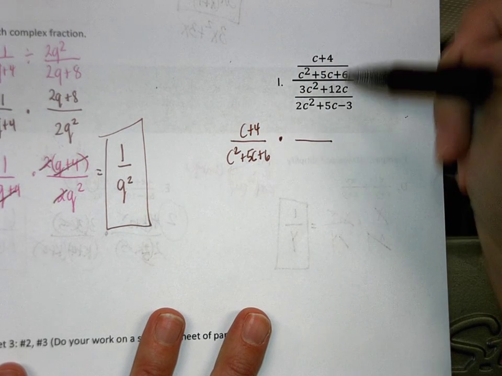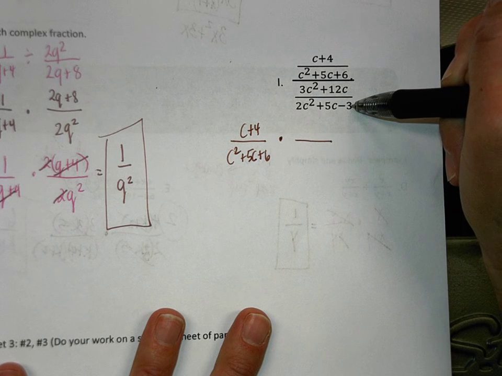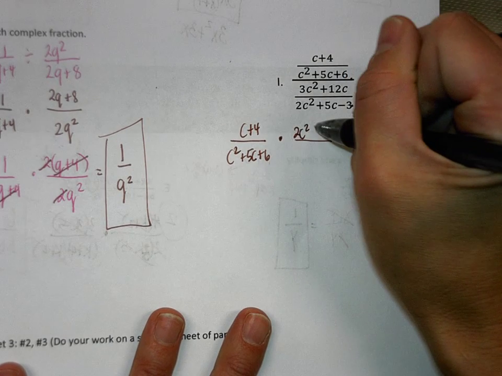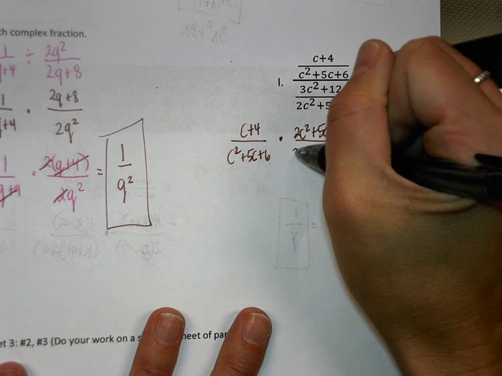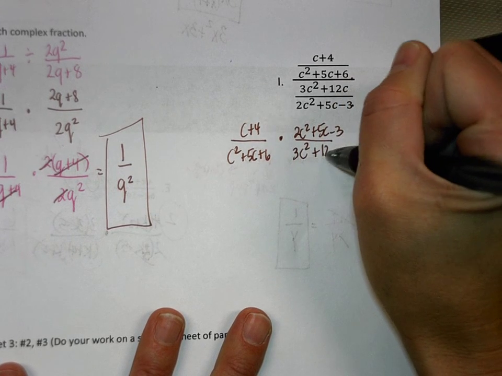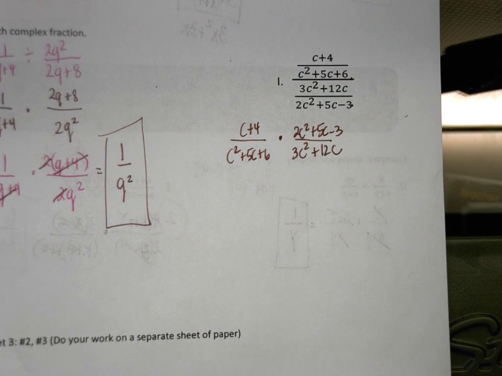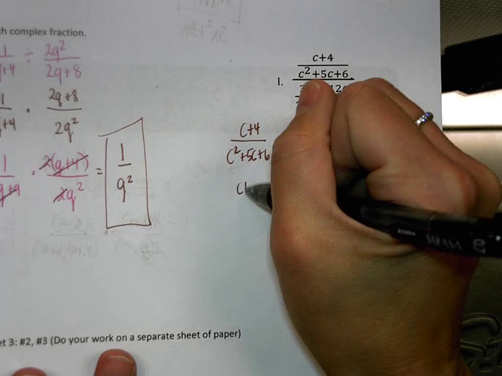So instead of writing division, I'm going to flip this and just write it as multiplication. Is that okay? So that means that 2C squared plus 5C minus 3 is on top, and then 3C squared plus 12C is in the denominator. Is everybody okay with that step? Okay, so C plus 4, that one's pretty easy. Don't have to do anything.